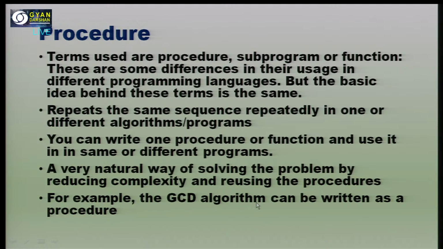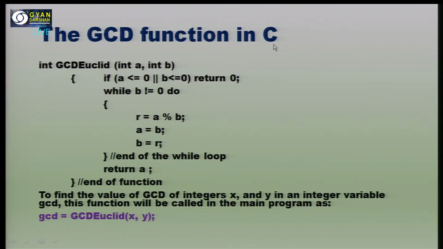For example, the GCD algorithm can be written as a procedure. So how can we write the GCD algorithm as a procedure? Well, the GCD we are writing as a function, right? So function or procedure are somewhat similar, but there may be slight differences depending on the programming language. Let's not discuss the differences right now. Let's understand the logic behind what we have done. And this function is in the C programming language.